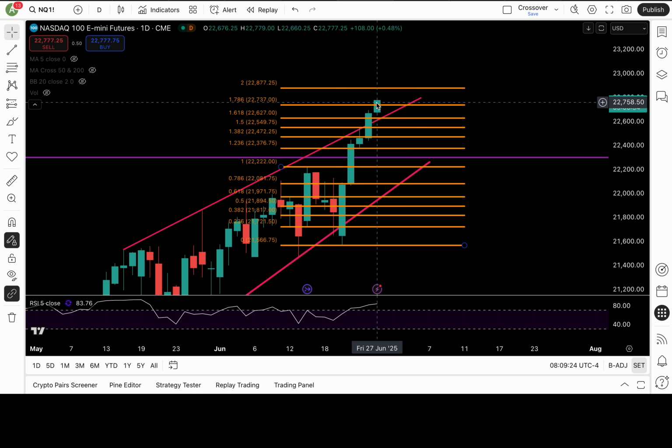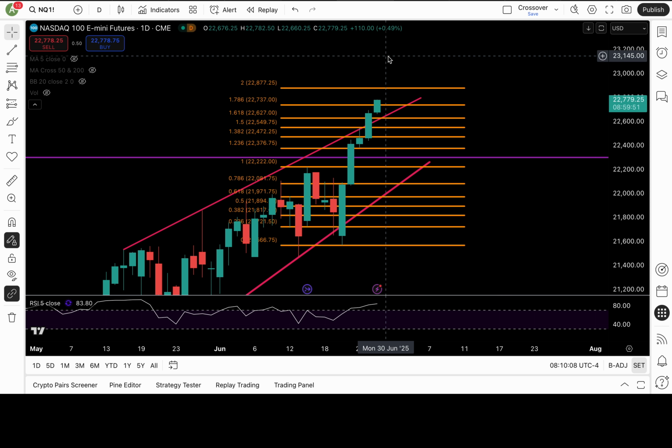But if they want to build strength and get some momentum going back to the downside, they would also need to break down 22,627. If they can do that, that's our price action signal indicator that we are pulling back lower, with my targets at 22,549, 22,472, 22,376, and of course 22,222. All those levels would be possible to hit, but NASDAQ has to give us that false breakout setup by breaking down 22,737 and 22,627. Otherwise, 22,877 or higher stays in play.